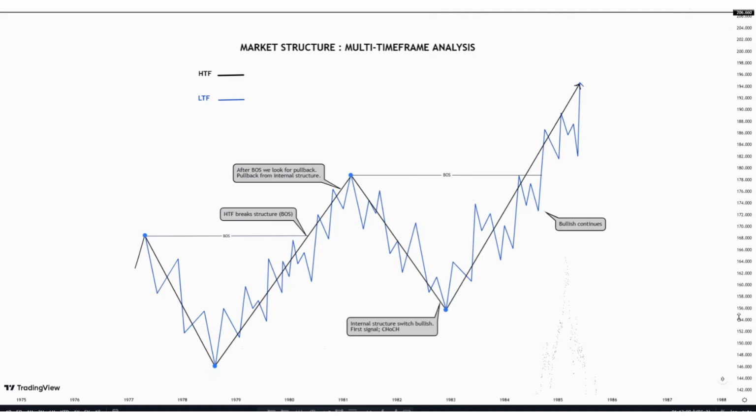What we'll be doing is going through some theory, then we'll hop into the chart very quickly. So let's get straight into it.